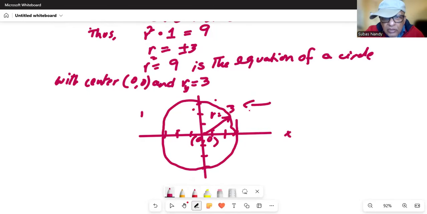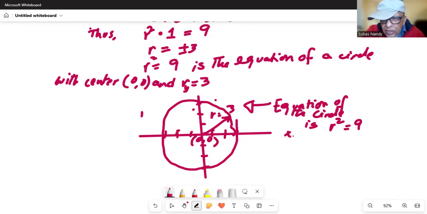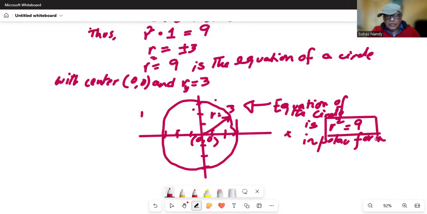And this is the equation. The equation of the circle in polar form is r square equal to 9. That is a circle with origin as its center and radius 3, in polar form. So this is the answer we are looking for: r square equal to 9. Okay.